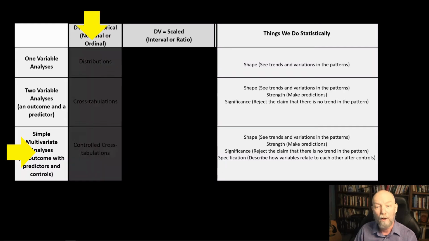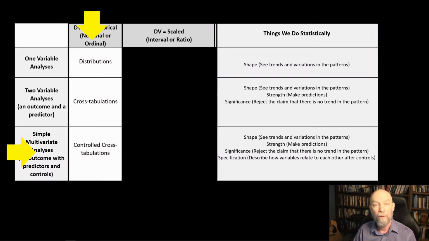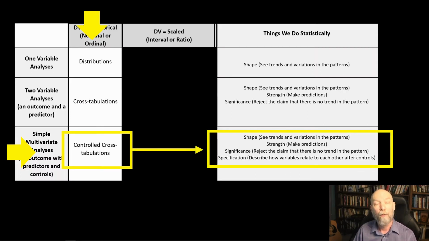from within that column. In that column, we have three different statistical techniques that are presented, and we can see where the grid aims us at controlled cross-tabulations, which means if we're doing any kind of multivariate analysis, that we're going to look for, when we try to find the results that are going to let us answer the question, we're going to look for the shape of the pattern, the strength of the pattern, the statistical significance of the pattern, and now in this video we're adding specification.